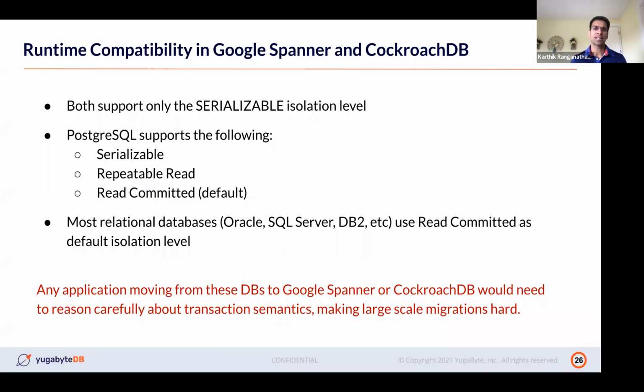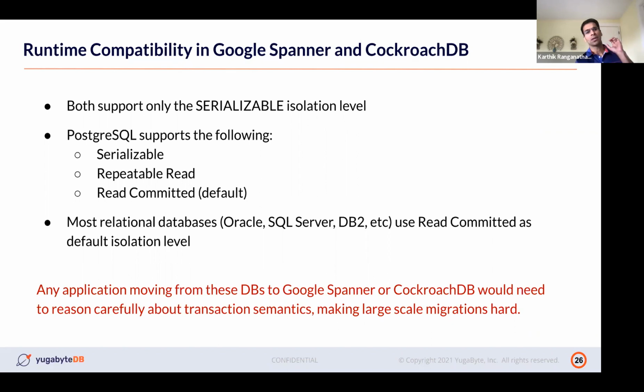Here's a quick note on runtime compatibility, outside of all the stuff we've discussed that is common to both Google Spanner and CockroachDB. In terms of transaction isolation levels and how transactions behave, both of these databases only support the serializable isolation level. But PostgreSQL supports serializable, repeatable read, and read committed, with read committed being the default. So there are three distinct isolation levels you can choose from, and the default is read committed. Most of the relational databases that developers are familiar with, and that applications currently run on and get modernized from, such as Oracle, SQL Server, DB2, etc., all use read committed as the default isolation level.